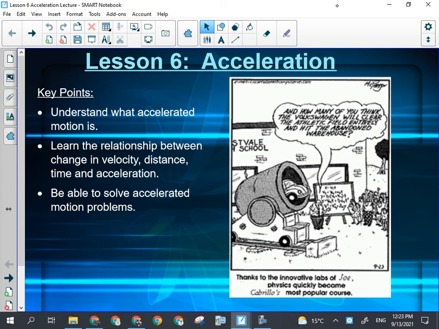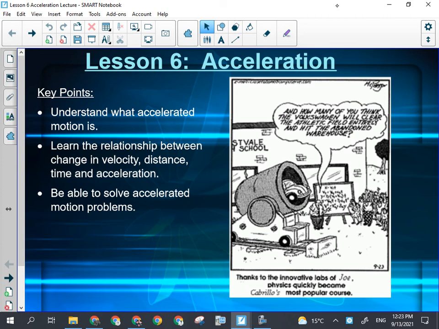You learned what acceleration was in Science 10. You learned one acceleration formula in Science 10. And you learned about acceleration being part of a velocity versus time graph, and that's kind of where it ends. So we're going to go over that stuff again, and then we're going to learn the rest of the formulas that we'll be using for acceleration.